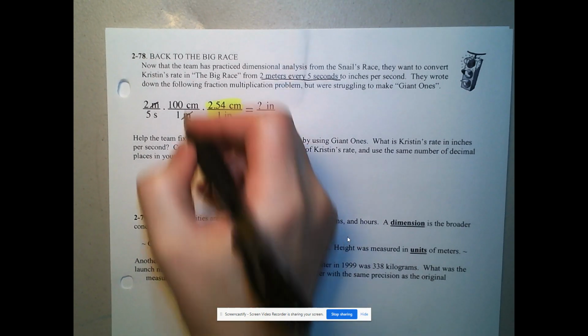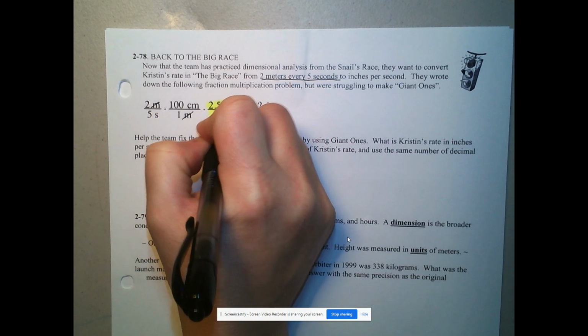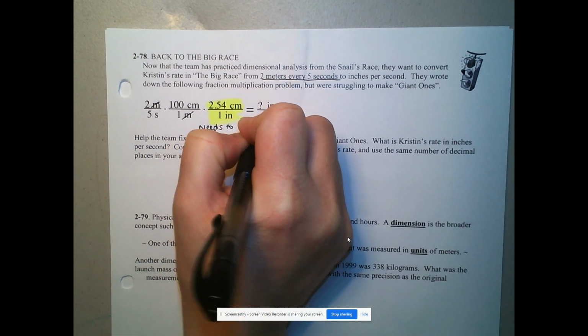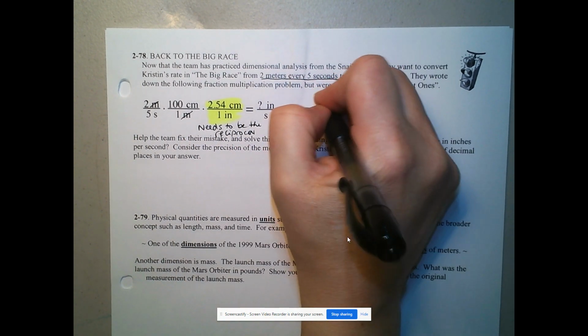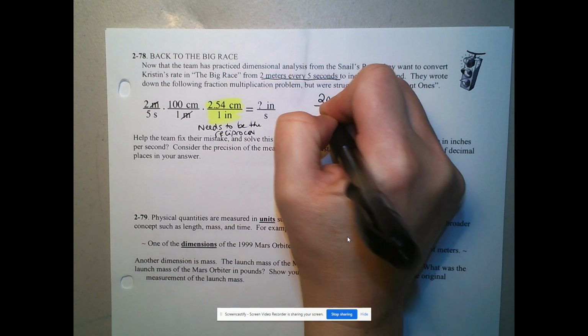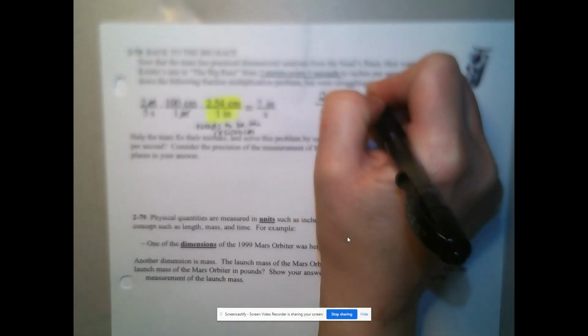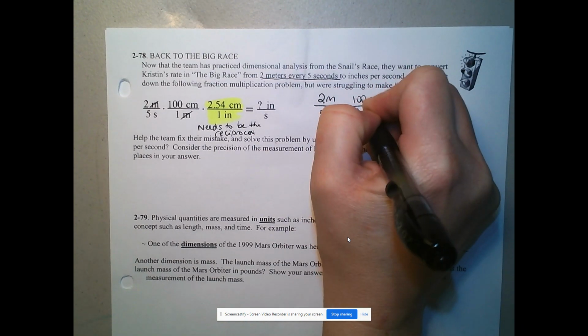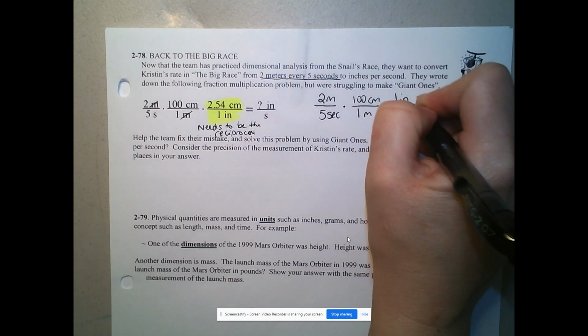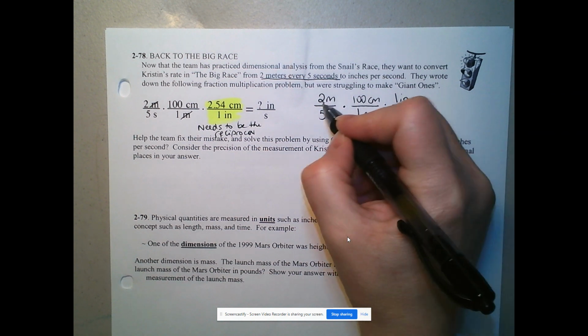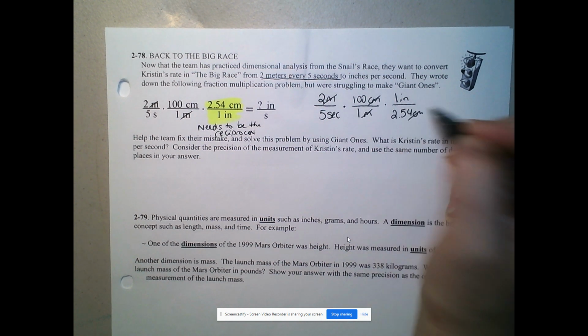So this one needs to be the reciprocal. They should have flipped it over, which is what I had said on the front. So it should be 2 meters per 5 seconds times 100 centimeters in every meter times the fact that 1 inch has 2.54 centimeters. So now meters and meters cancel, centimeters and centimeters cancel.